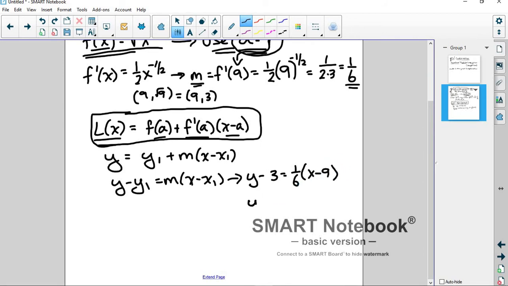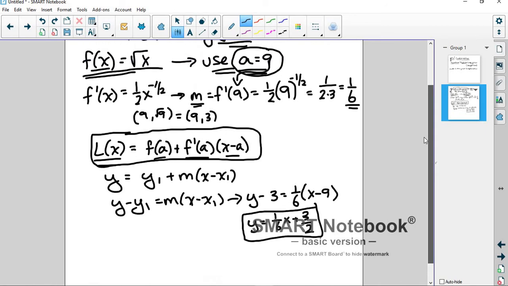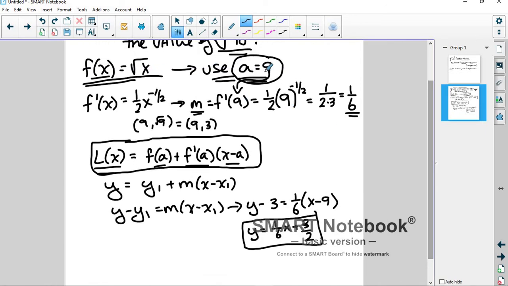And then if you solve for y, you get 1/6 x minus 9 over 6, which is negative 3/2, and then you add 3 to that, you end up with a plus 3/2. Okay, so this is the tangent line to the curve y equals square root of x at the point x equals 9.